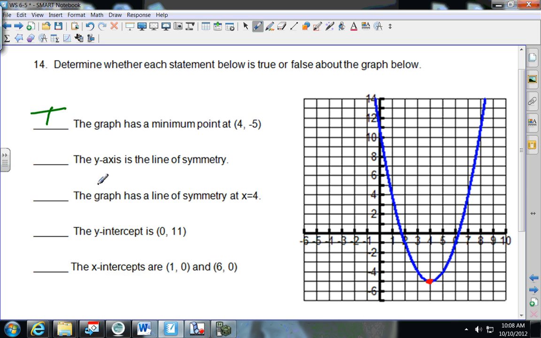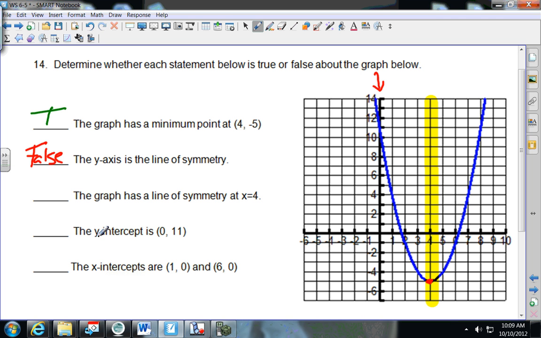The y-axis is the line of symmetry. Line of symmetry is where you fold it in half. There it is. Oh, nice straight line. Fix it. Oh, I love computers. Okay. Is that the y-axis? No. This is the y-axis right here. So that is false.